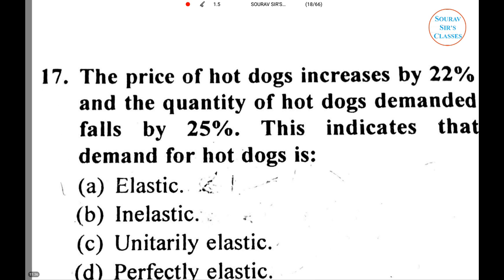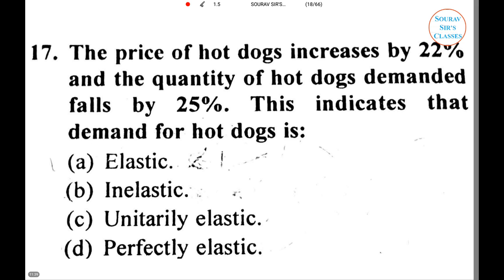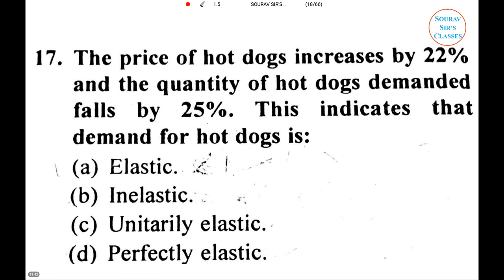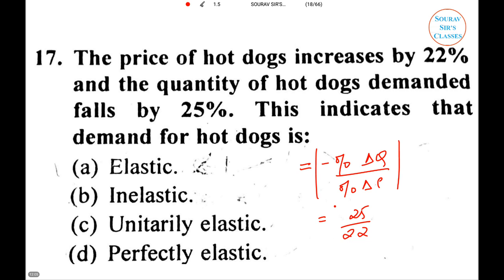The next question is, the price of hot dogs increases by 22% and the quantity of hot dogs demanded falls by 25%. This indicates that the demand for hot dogs is... let us do it with the help of the price elasticity formula, which is given by percentage change in quantity and percentage change in price. So change is 25% and 22%. Now let me keep it in mod. So we get 1.13. So it is greater than 1. Since it is greater than 1, the good is elastic.